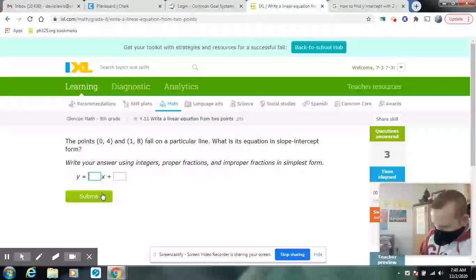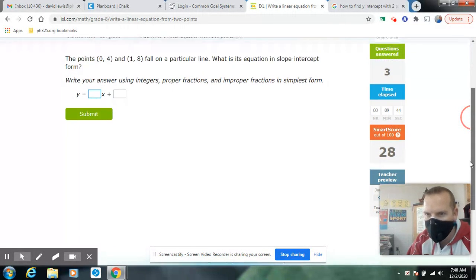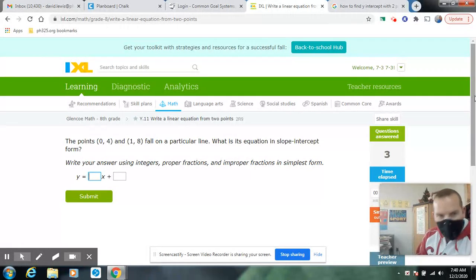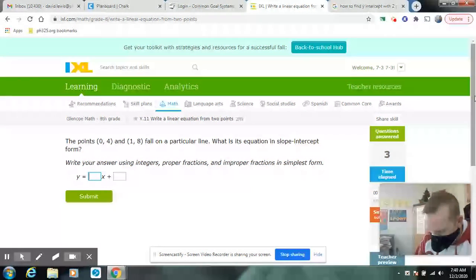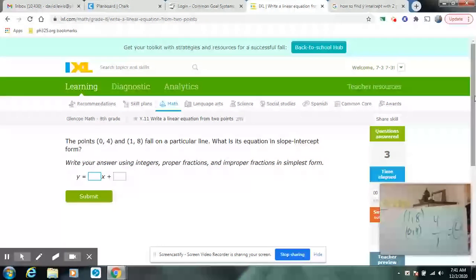All right, do another example. Let's see, I can't even see what my score is. Let me scroll down. Oh, I'm at 28 points. All right, 1 comma 8, I'll put on top. 0 comma 4, I will put on bottom. When you just stack them and subtract them, 8 minus 4 is 4. 1 minus 0 goes to the bottom. Gives me my slope of 4.